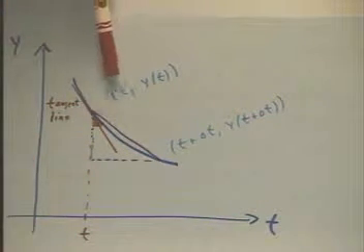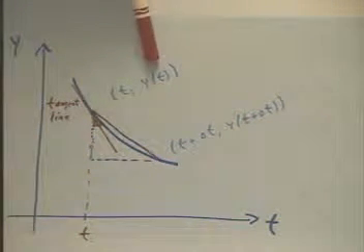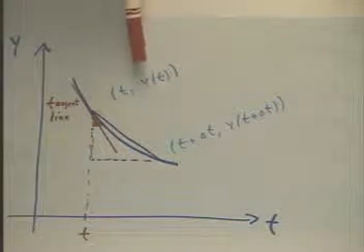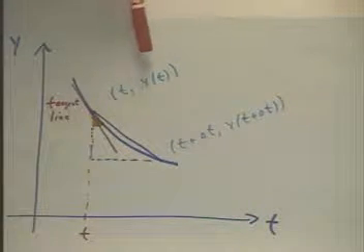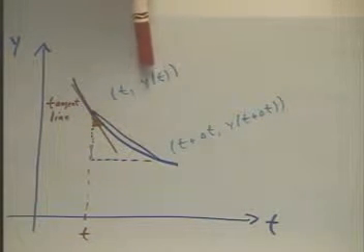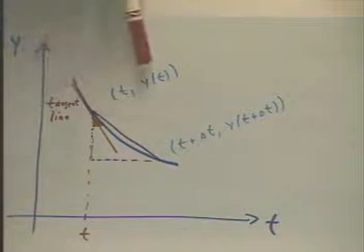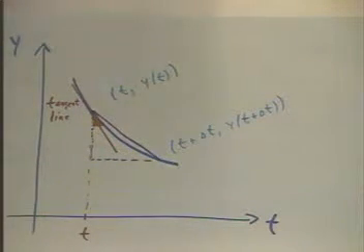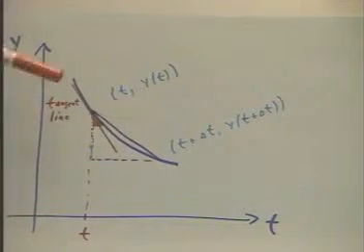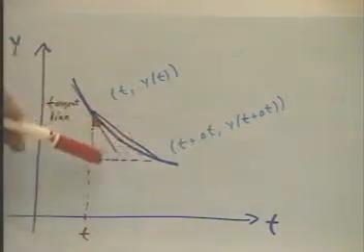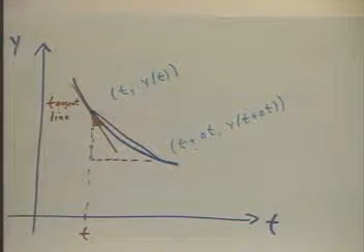We're going to call the coordinates of this point t and y of t. Now y of t, remember, is just function notation. If y equals at squared plus bt plus c, then that's what y of t is. If we know a, b, and c, we've got specific numbers and we've got a specific formula for y of t. This point we're going to call t plus delta t so that we have a run of delta t.